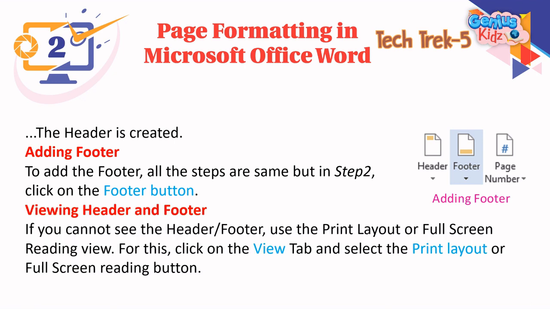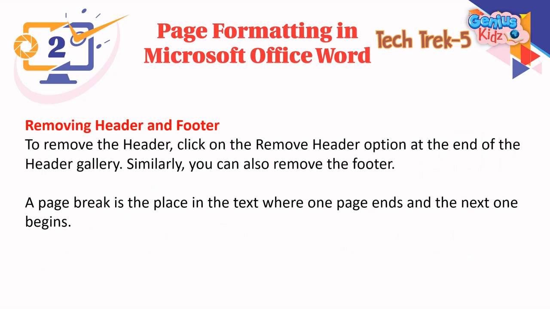Viewing header and footer. If you cannot see the header footer, use the print layout or full screen reading view. For this, click on the View tab and select the Print Layout or Full Screen Reading button. Removing header and footer. To remove the header, click on the Remove Header option at the end of the header gallery. Similarly, you can also remove the footer.